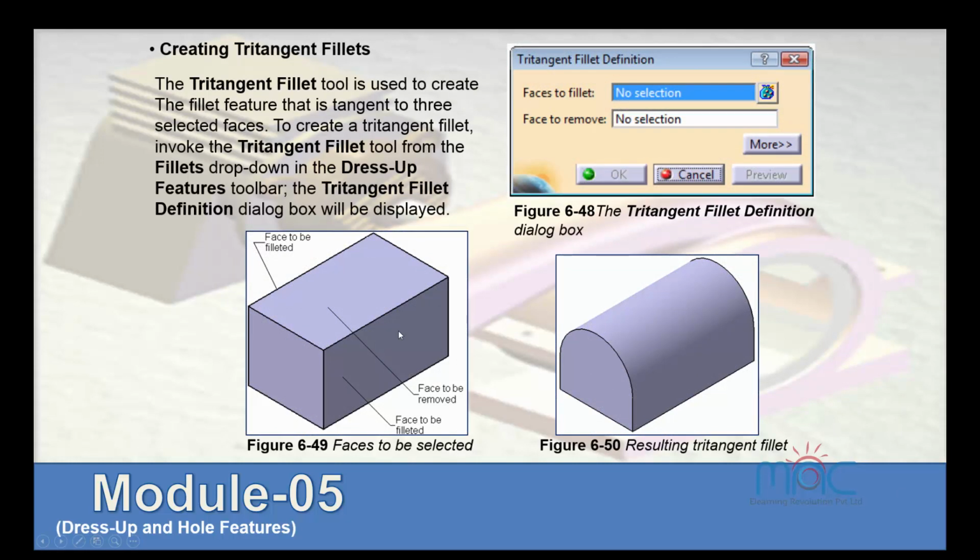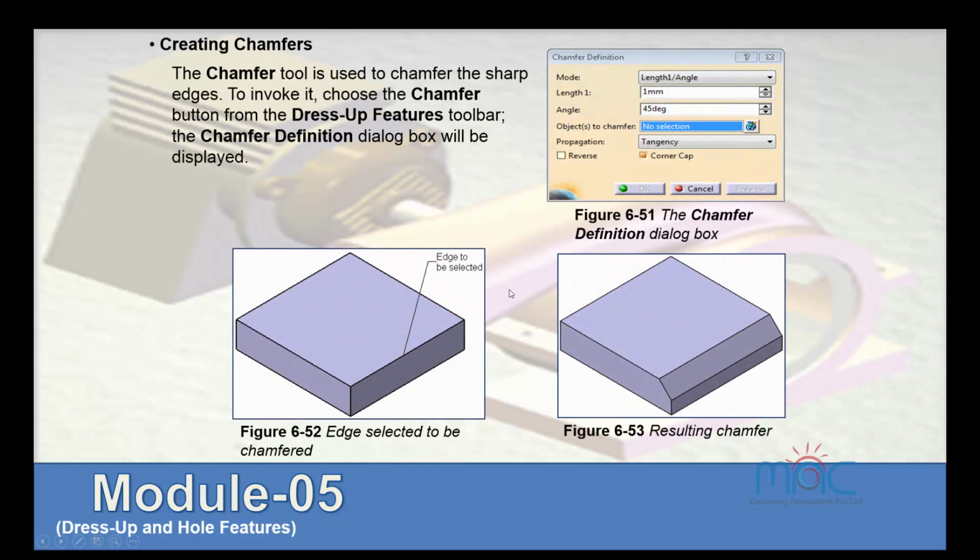And tritangent, if you have a tritangent, then you can select the three faces where the tangent will be driven, like this face and that face and the top face. By combining these three faces, the tritangent will be created. These are the options you need to use here, and which face you need to fillet and which face you need to remove. I need to remove the top face and I need to apply fillet to these two parallel surfaces, so that you have to select. That will look in our example.